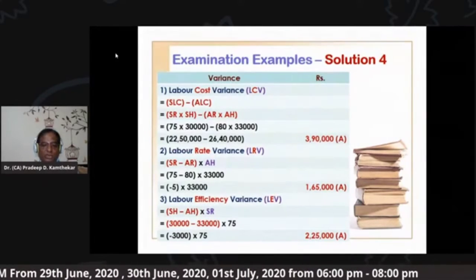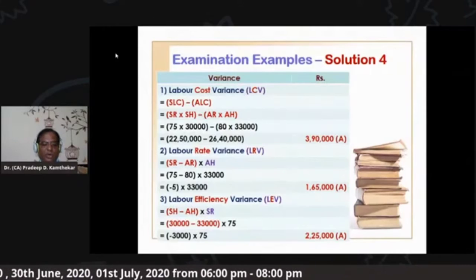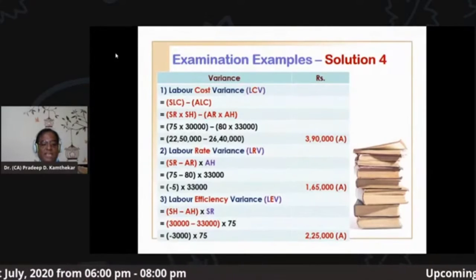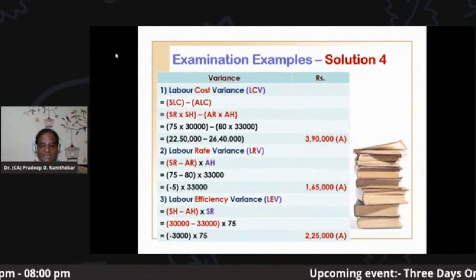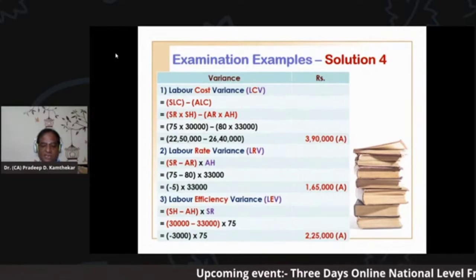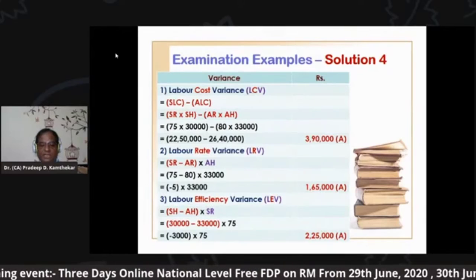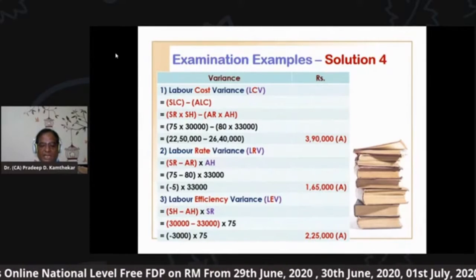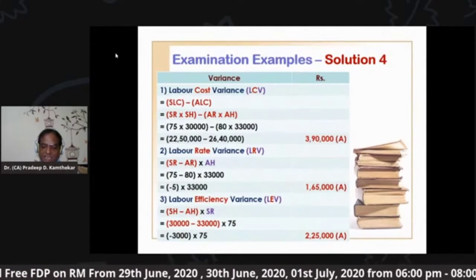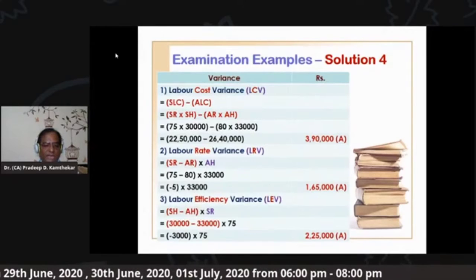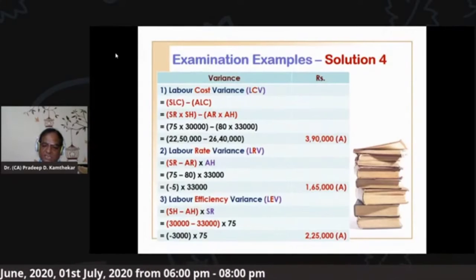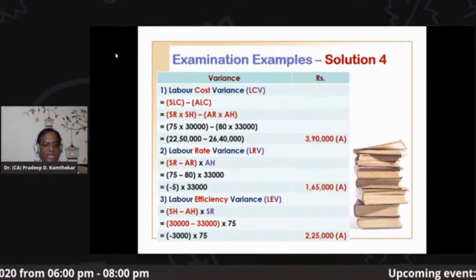Now, friends, labor cost variance is equal to what? Labor rate variance plus labor efficiency variance. So 1,65,000 adverse plus 2,25,000 adverse. When you take that together, it comes to 3,90,000 adverse. That is the first labor cost variance. Adverse plus adverse is equal to adverse variance only.